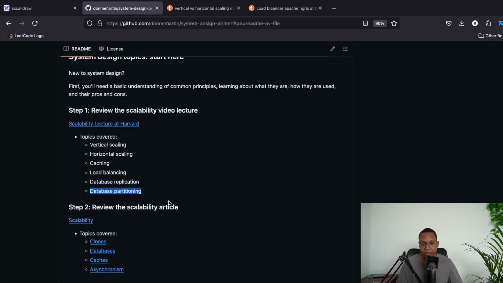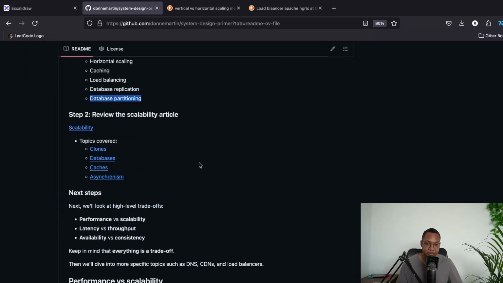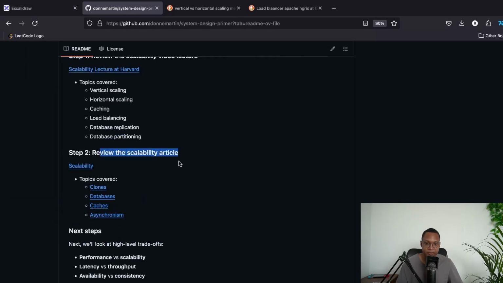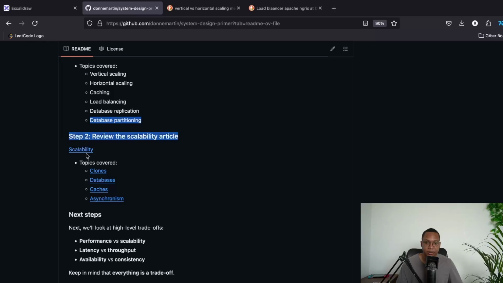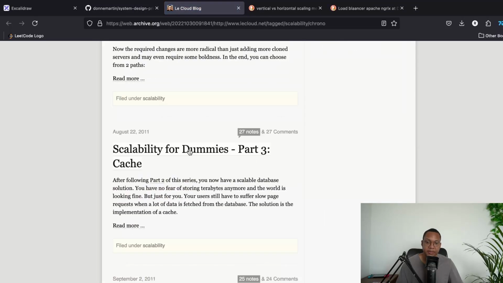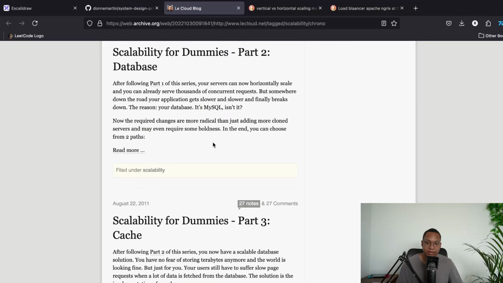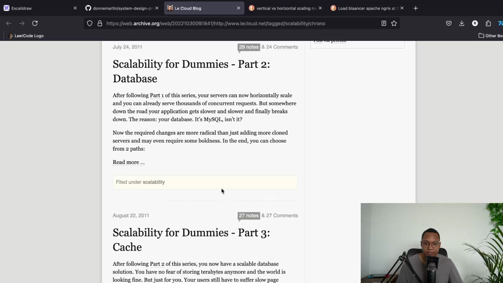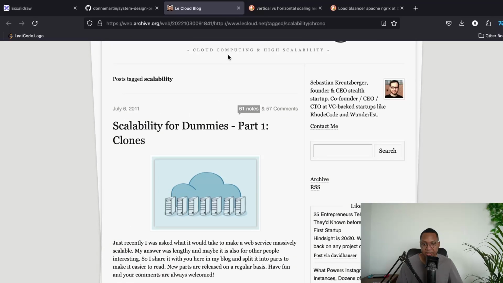And again, I'm sure you don't know what sharding is, but that's okay. I'm sure it'll be covered in this article. And then there's the scalability article he links. Yeah, again, same stuff that I've said, right? So you have databases, you have caches, I didn't go over async, but that doesn't matter really.